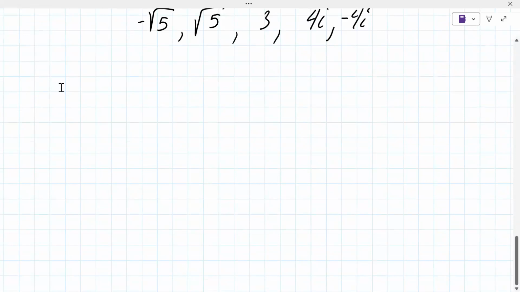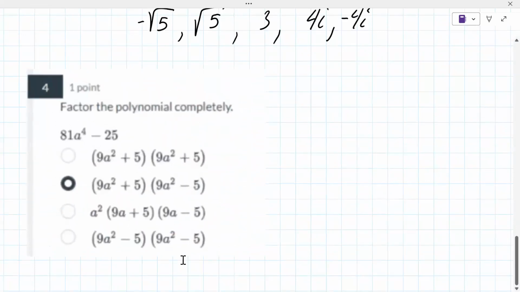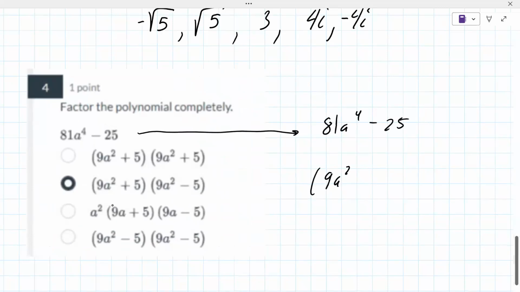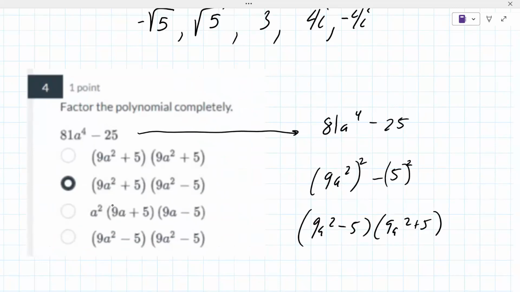All right. And I'm always happy to make one up like these if needed. This one says to factor the polynomial completely. Because it's multiple choice, what you could do is expand the ones that you think are right. This is a difference of squares. You know what I mean by that, or is that foreign? Yeah, that makes sense. Okay. So like this becomes 9a squared minus 5, 9a squared plus 5.